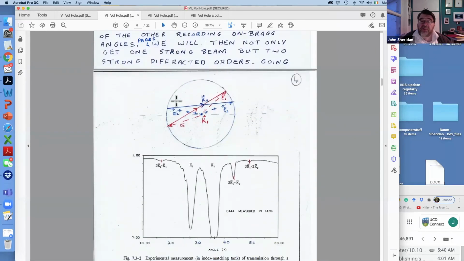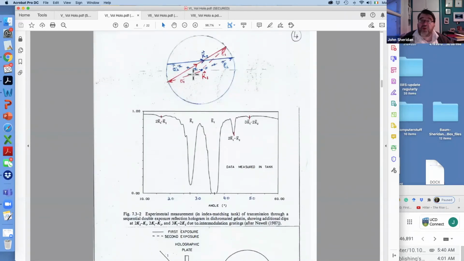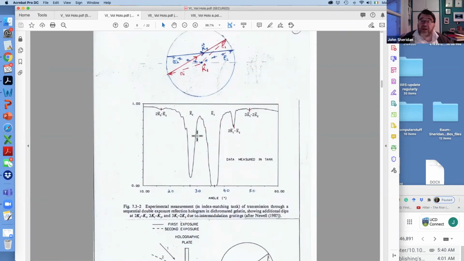So here we have some examples of cases where we've got multiple gratings. In this case, we've got two multiple gratings, and they're both reflection gratings, and they're far off Bragg with respect to one another. And if we do an angular scan, what we'll find is we'll get two Bragg conditions, and they're well separated.